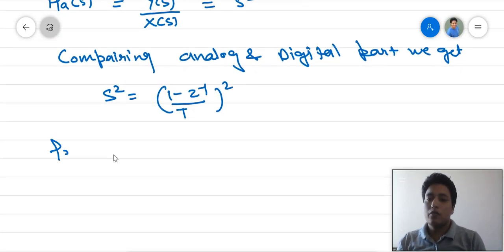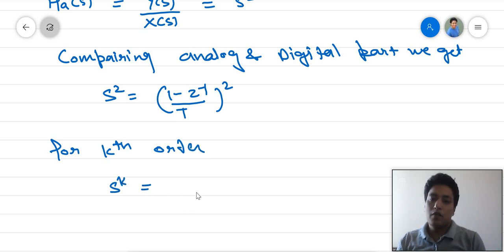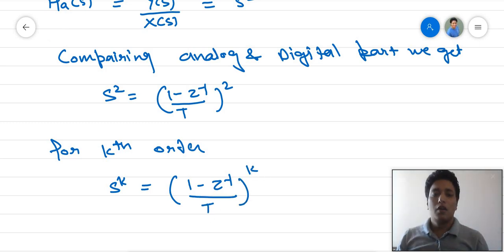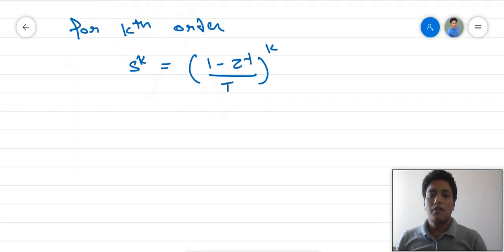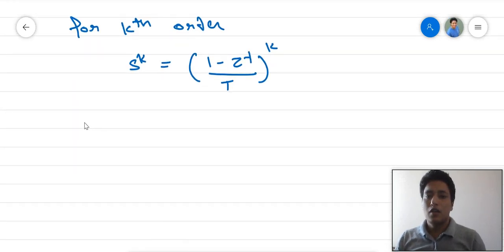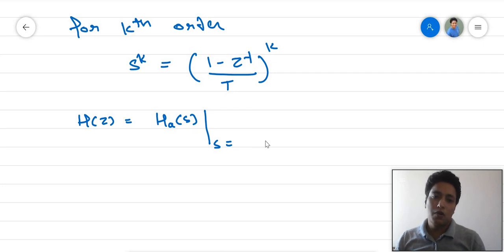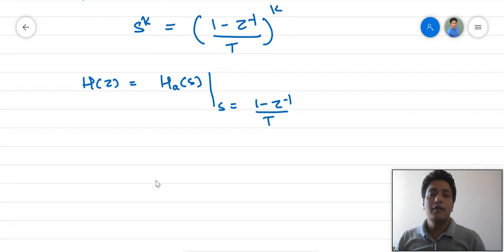For kth order, s to the power k will be equal to (1 minus z inverse by T) to the power k. Now from this discussion, we can write H(z) is equal to H_a(s) for s equal to 1 minus z inverse by T. Now we have applied the derivative part to find the relation between z and s, and now we will see the mapping between z and s.